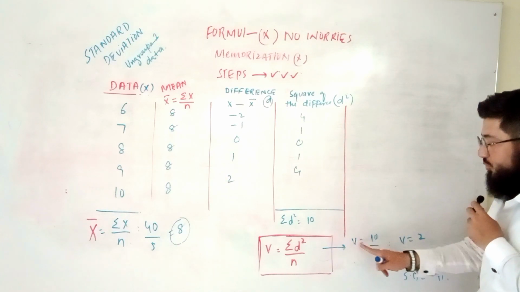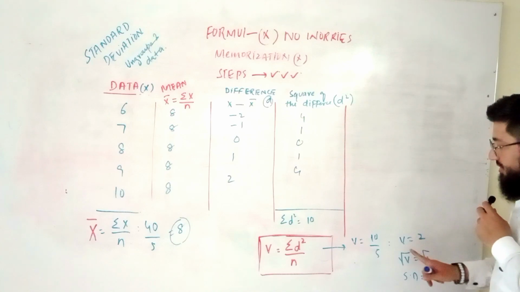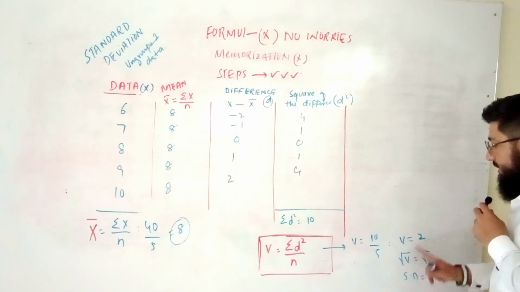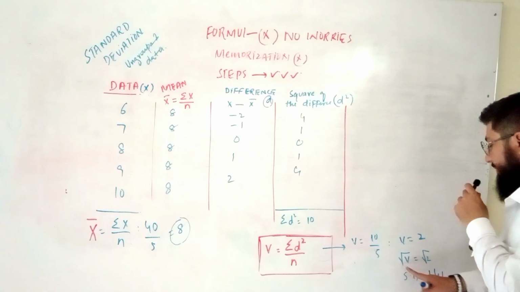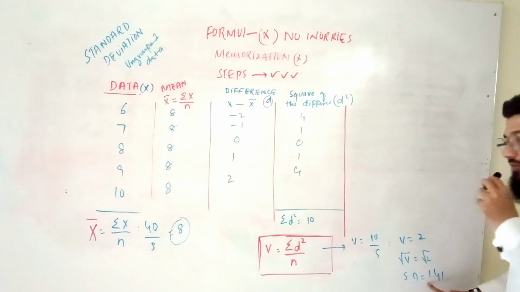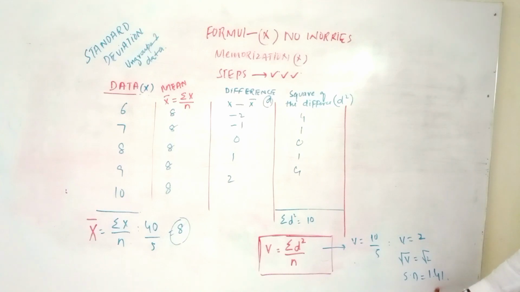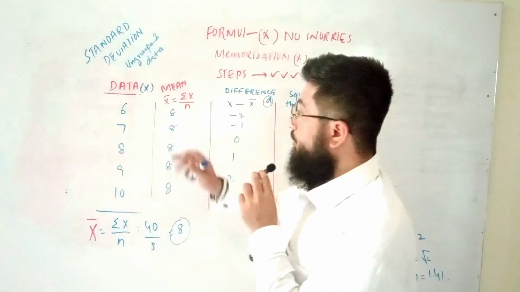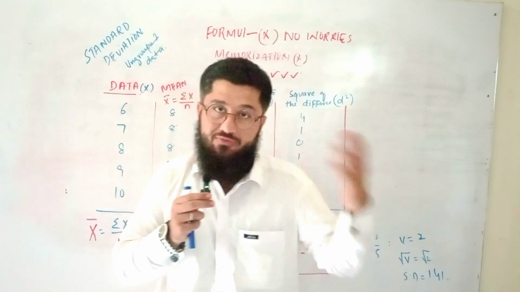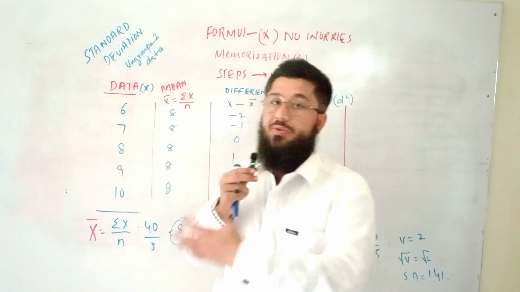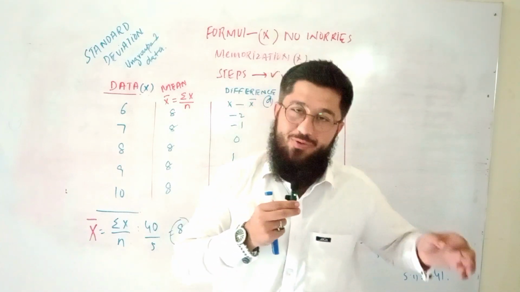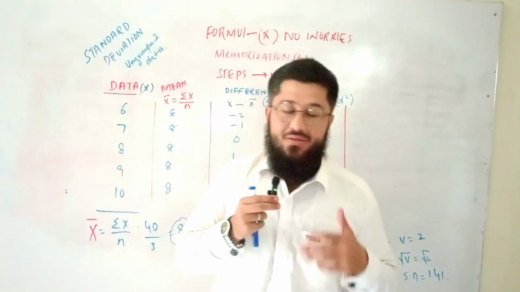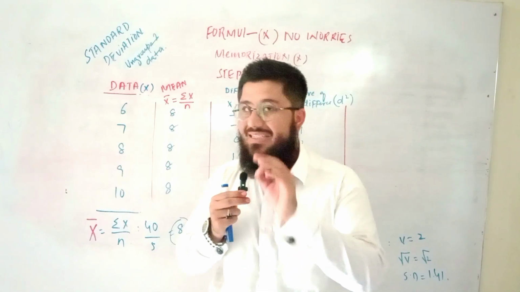So we write v is equal to 10 over 5, v is equal to 2. Then just take the square root of both sides. Square root of v, square root of 2. The square root of v is what is called SD. And the square root of 2, when we solve it, we get 1.41, which is the standard deviation of this particular data. I hope you got the steps. Just follow the steps and forget about the formula. And that's how I cracked this statistical problem.